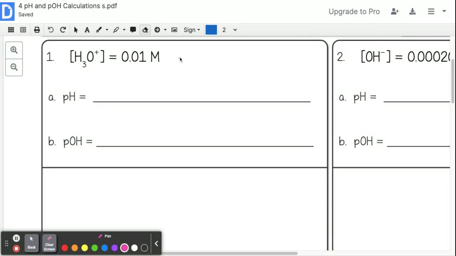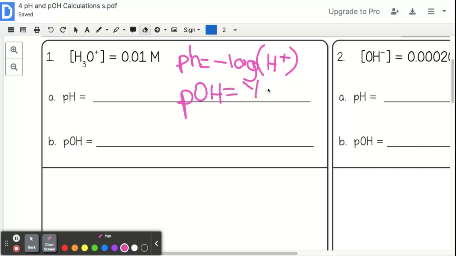So we know that pH is equal to the negative log of your hydrogen concentration. And then pOH is also the same: pOH is equal to the negative log of the hydroxide concentration. So you'd have pOH equals negative log of the hydroxide concentration.